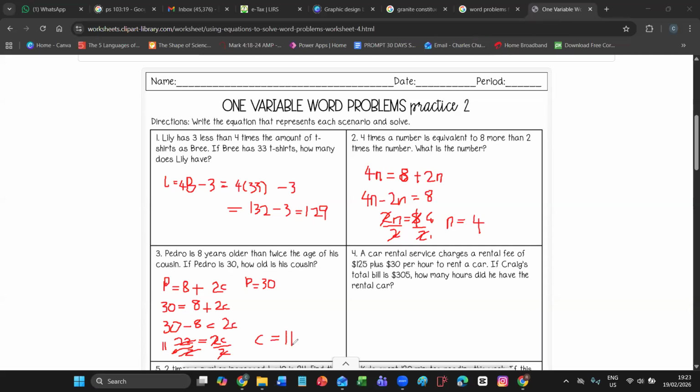Okay, so what do you think we'll do first here? What do you think we'll do first? Remember, there's a flat fee before we now start charging per hour. So what do you think we'll do first?